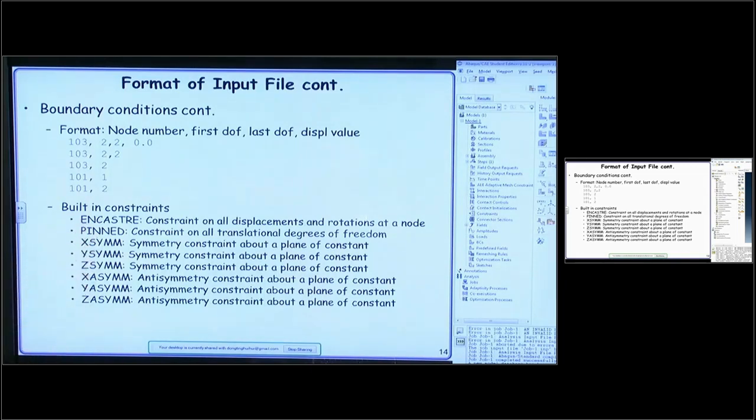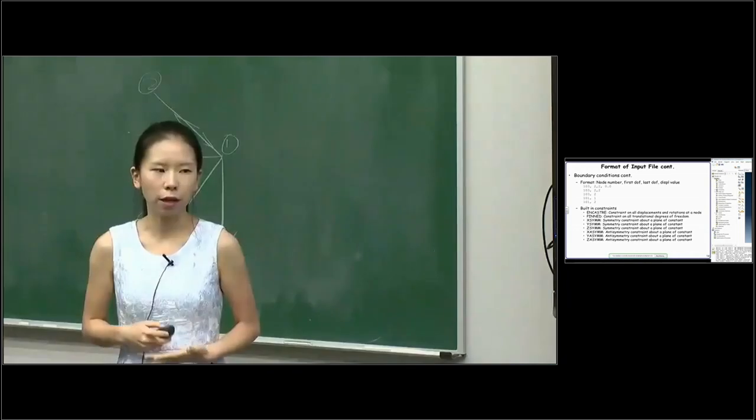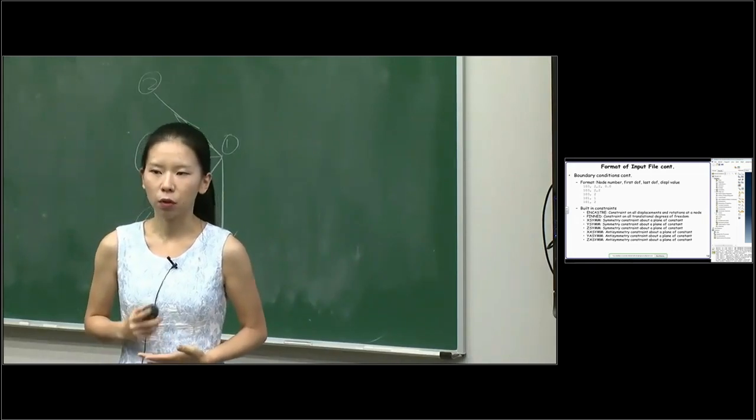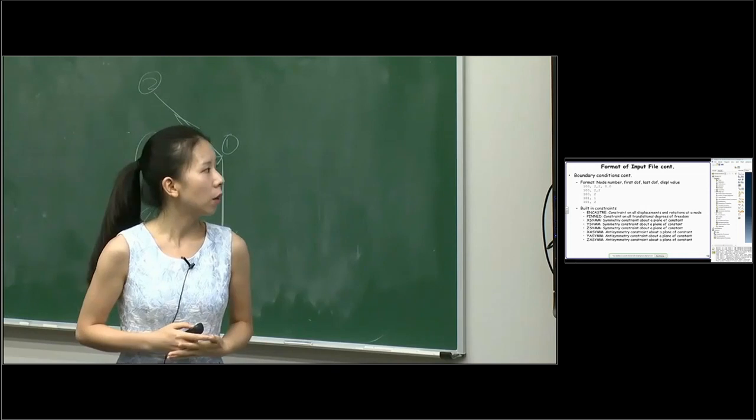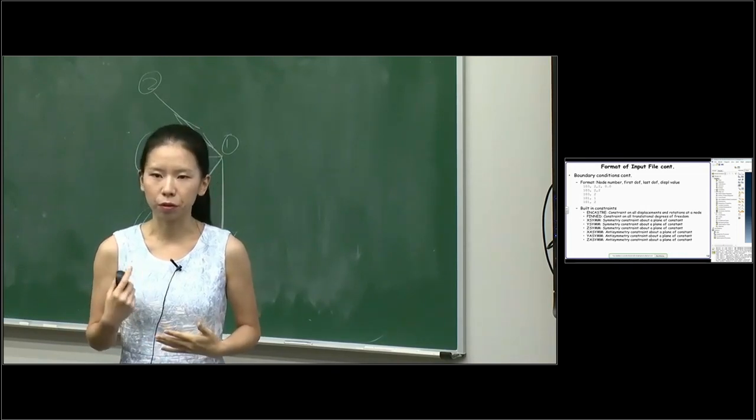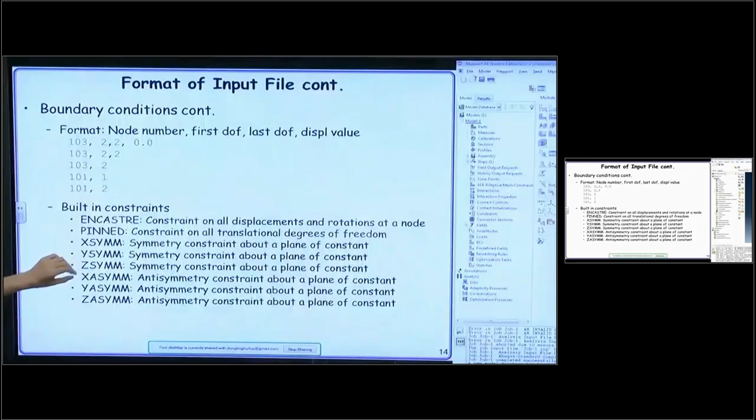And the built-in constraint, you can also use this one. ENCASTRE means all degrees of freedom are fixed. So in 2D problem, it means displacement in x direction, displacement in y direction, and rotation about the axis. In 3D problem, it means all 6 degrees of freedom are fixed. And PINNED means all translation degrees of freedom are fixed. It can rotate. So in the last problem, the overhead hoist, it means the node at this side is a pin joint. It's allowed to rotate, but the translation in x direction and y direction is fixed. So this symmetry you will learn later, but not today.